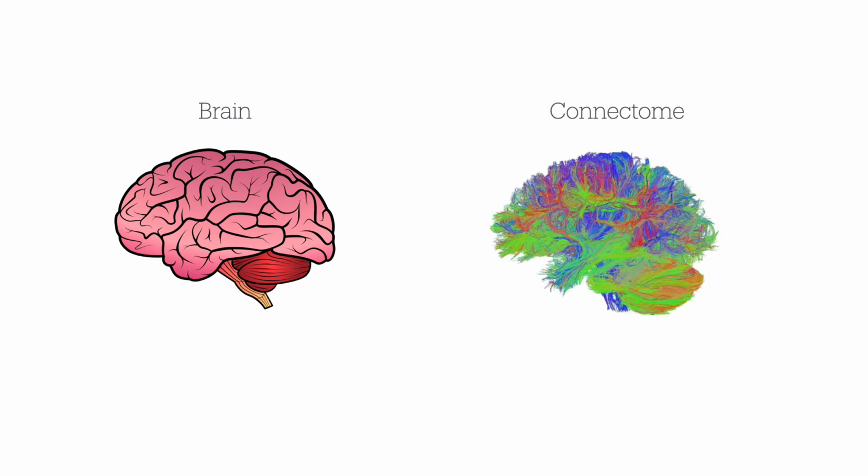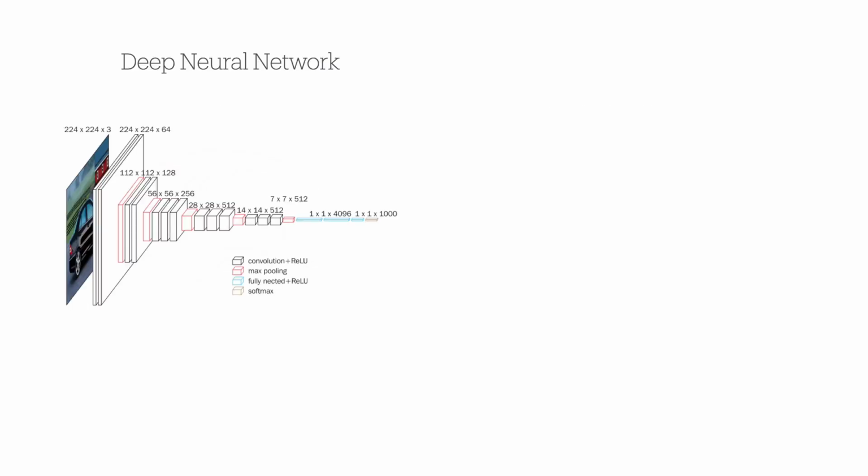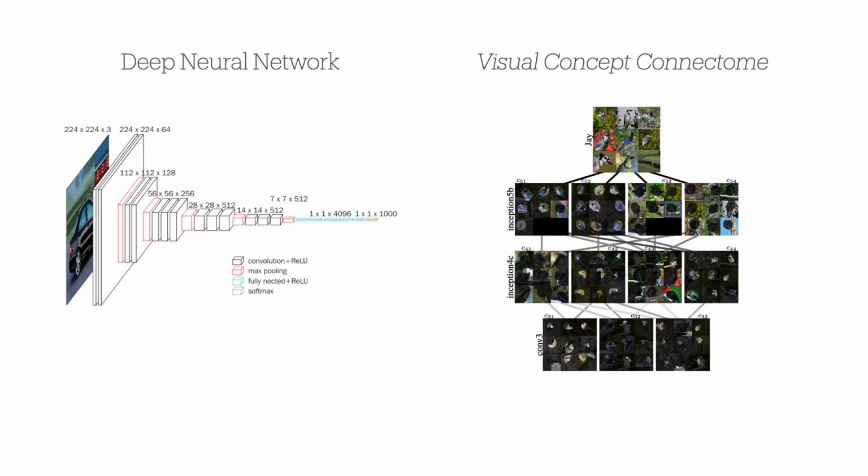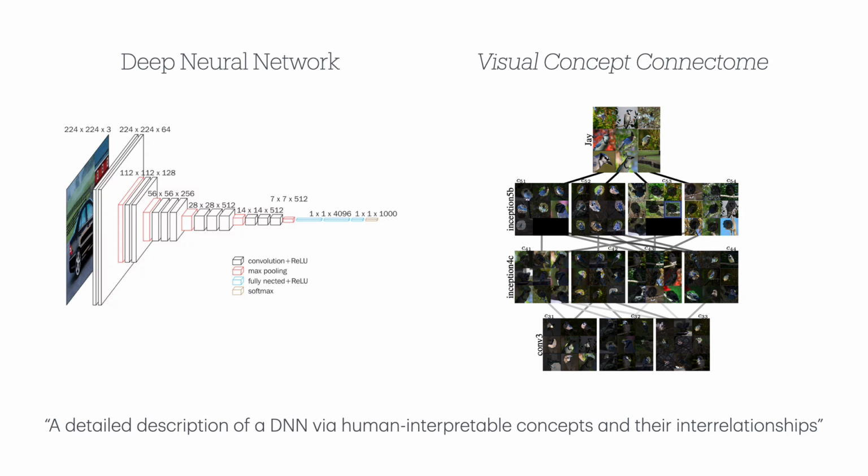For inspiration, we look at the brain and the idea of a connectome, which is a complete map of neural connections in the brain. Alternatively, for a deep network, we propose the Visual Concept Connectome, a comprehensive description of a DNN via human interpretable concepts and their interrelationships.